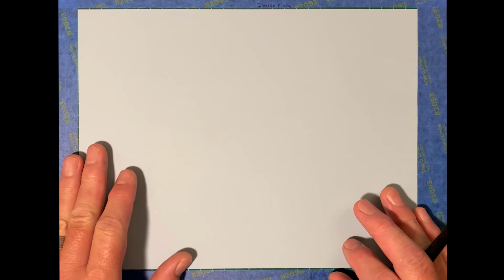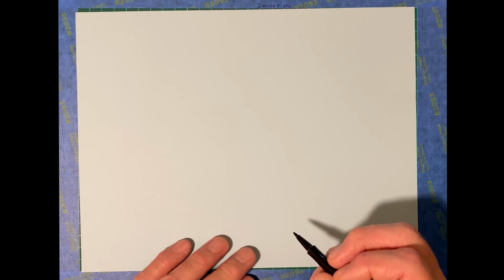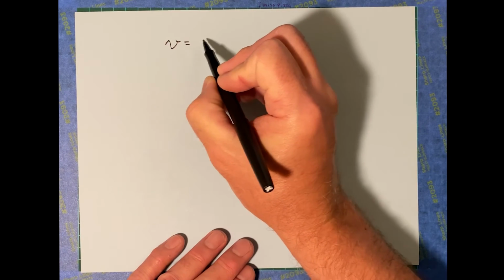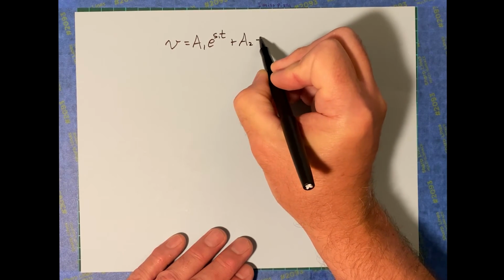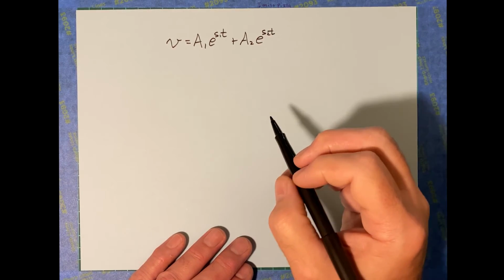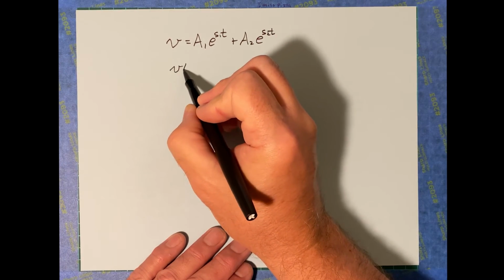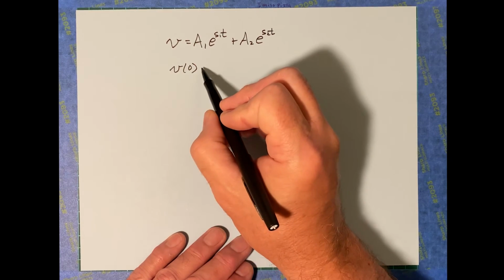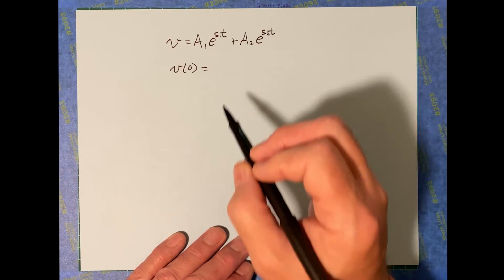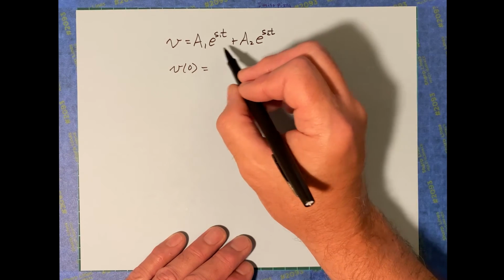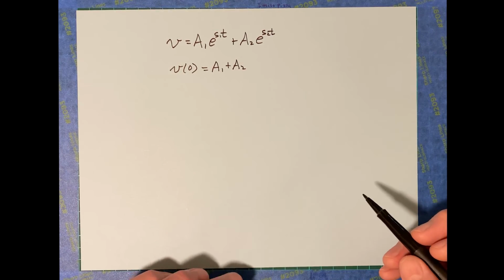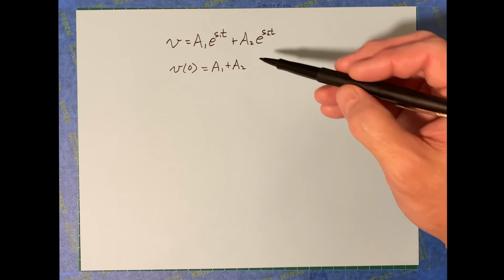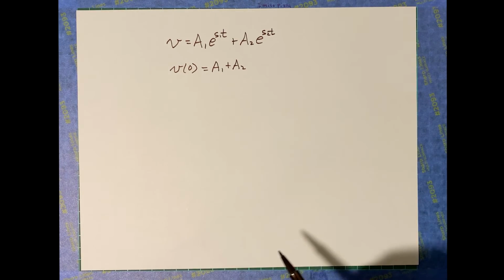All right? So we know what the form of the basic solution looks like, and we've got two coefficients, okay? V equals A1e to the S1t plus A2e to the S2t. And if you know the voltage at 0, then it's just this evaluated at t equals 0, and that's going to just be A1 plus A2. All right, so there's one equation that you can use to help figure out these coefficients.